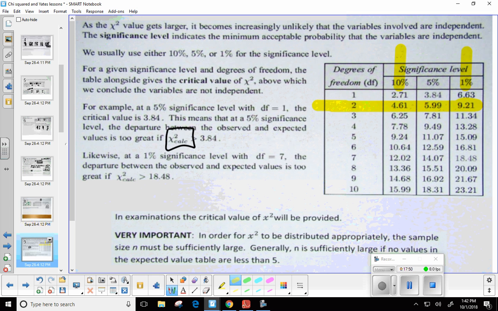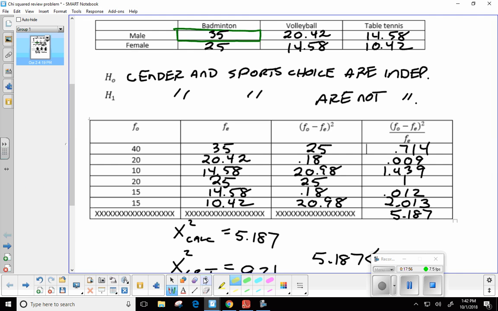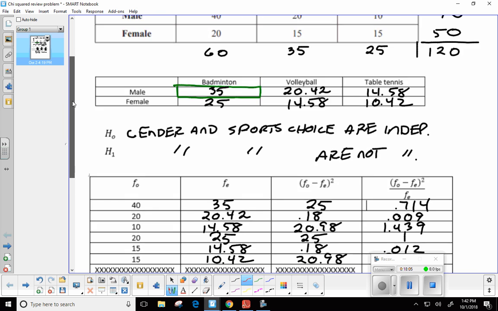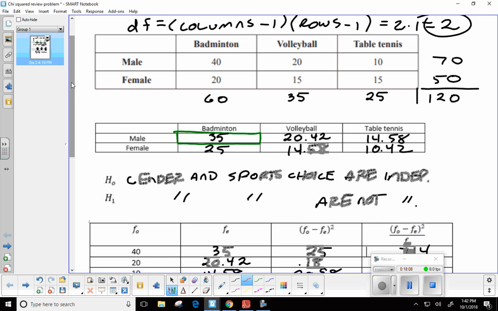Okay, Libby, I have one more question. When we were filling in the chart of expected values, I got them based on those numbers, the 40, 20, 10. Oh, because they have to match up. We found the expected values, remember, where we multiplied 60 by 70 and divided by 120 to get 35. Think of it like corresponding cells. In row 1, column 1, we had 40, so I want to make sure the expected value goes right with it. Right here, 20 should match up to the 20.42. Does that make sense?